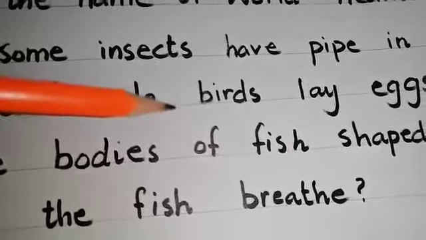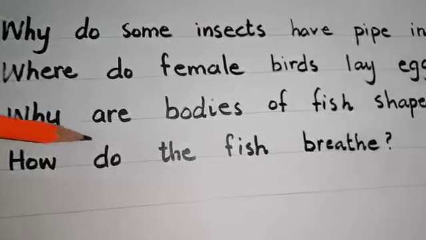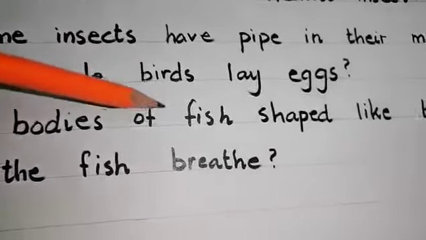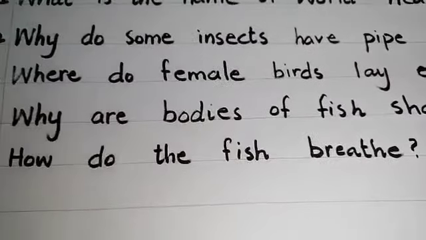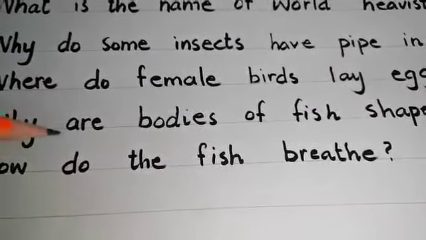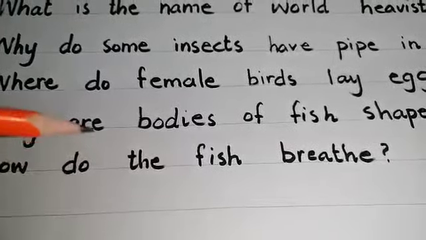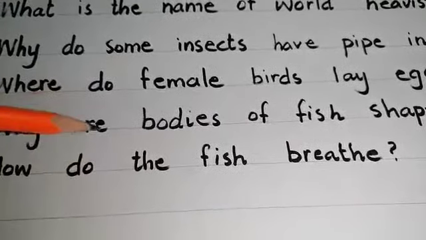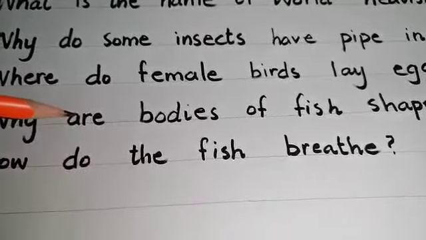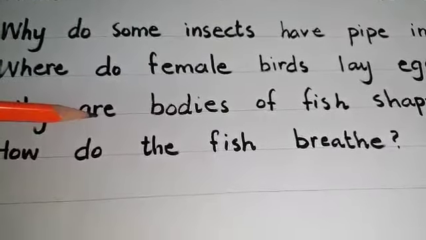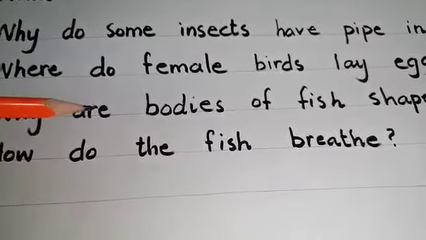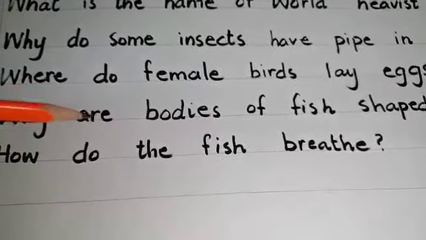Question number 4. Why are bodies of fish shaped like a boat? So we have already discussed that the fish body shape is just like a boat to make them swim faster in the water. So in the answer we can write it as, the bodies of fish are shaped like boats to swim faster in the water.